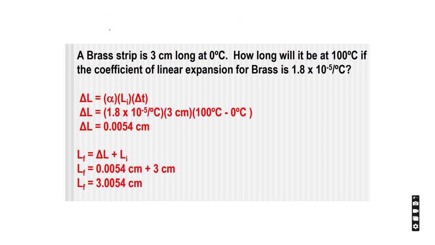Now see another problem. A brass strip is 3 cm long at 0 degree Celsius. How long will it be at 100 degree Celsius if the coefficient of linear expansion of the brass is 1.8 × 10⁻⁵ per degree Celsius? The delta L formula we already know: alpha Li delta T. We have to find the delta L value, that will be 1.8 × 10⁻⁵ per degree Celsius into 3 centimeter into delta T, which is 100 minus 0, so nothing but 100. Find the delta L value and substitute it into the main formula. The final length will be delta L plus Li, the initial length, so that will be the answer. Please check the unit conversion.